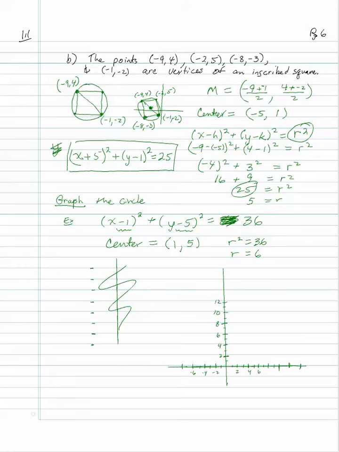Alright, let me draw the graph. Okay, so the center is 1, 5, so 1, 5 right here. And then if you have a compass, you set the distance for 6 units. If you don't have one, you kind of freehand it. So I go 6 up, 6 to the left, 1, 2, 3, 4, 5, 6. 6 to the right. 6 down.